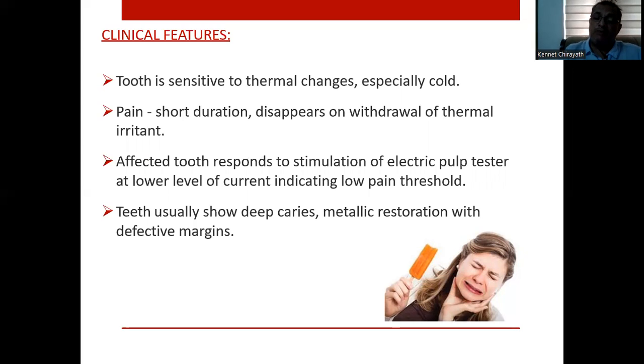So these are the main clinical features of reversible pulpitis. Reversible means it will come back to the normal pulp state once the irritation is removed. The clinical features: sensitive to thermal changes, especially cold, short duration pain. Once the stimulus is removed, the pain subsides. The affected tooth responds to the electrical pulp tester at a low level of current, and the tooth shows deep caries or metallic restoration with defective margins.